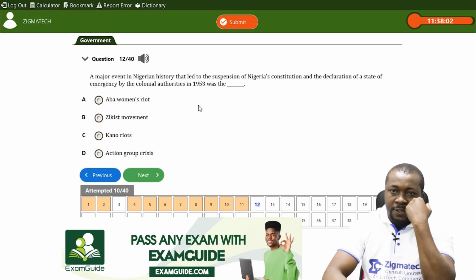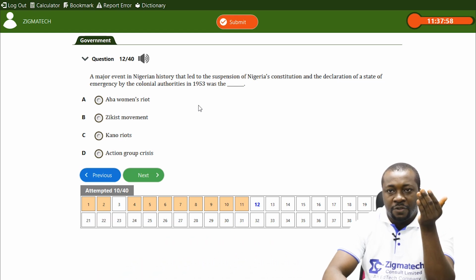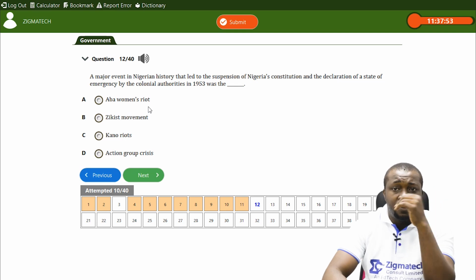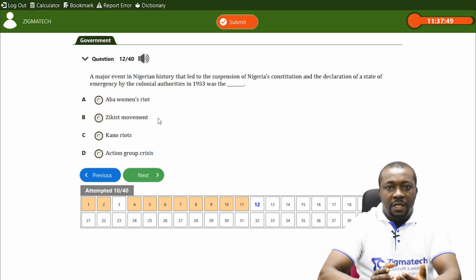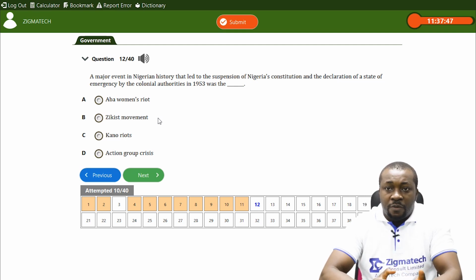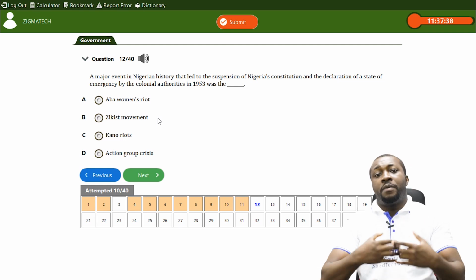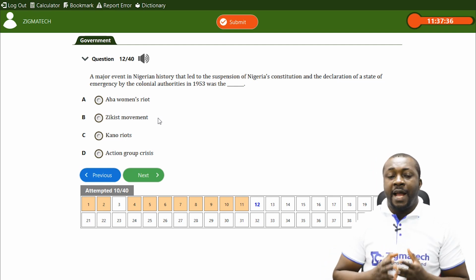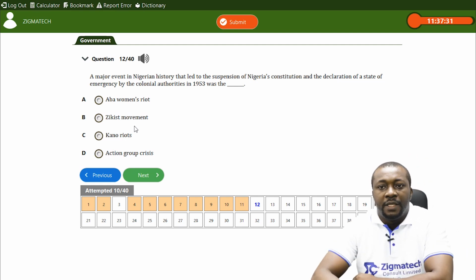If you are talking about something that affected the first constitution, that is the Clifford Constitution, we may, but of course, the Aba Women Riot never affected that constitution. Zikist movement has to do with the fans and supporters, those that believe in the ideology of the late Dr. Nnamdi Azikiwe, where they formed the Zikist movement to propagate and pursue the ideas of Zik. It has nothing to do with this.